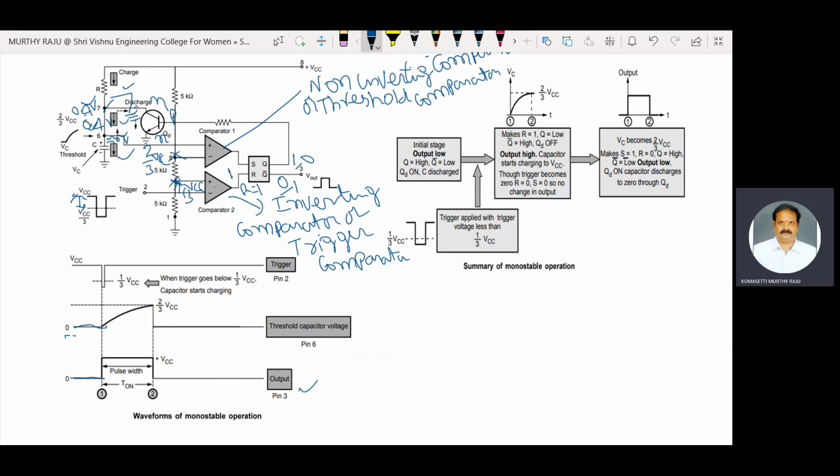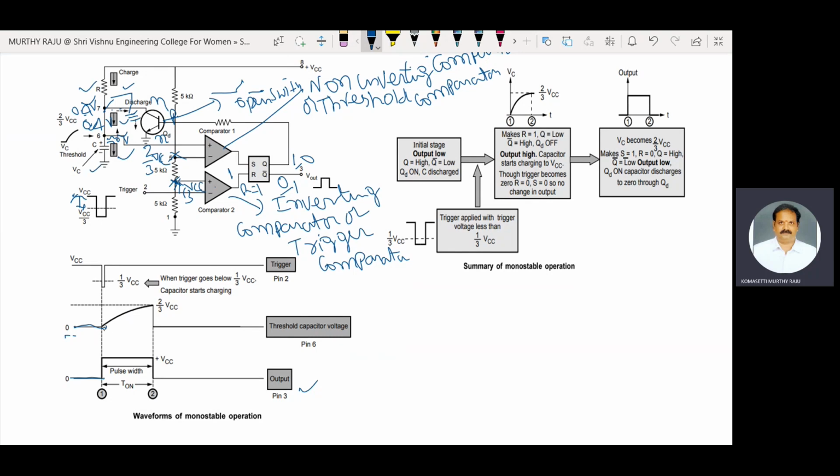Whenever Q is 0, that low signal is applied to the discharge transistor. The transistor acts as an open switch. Open switch means this point is disconnected from the 7th pin. Therefore, the capacitor is charged through VCC and resistance R.